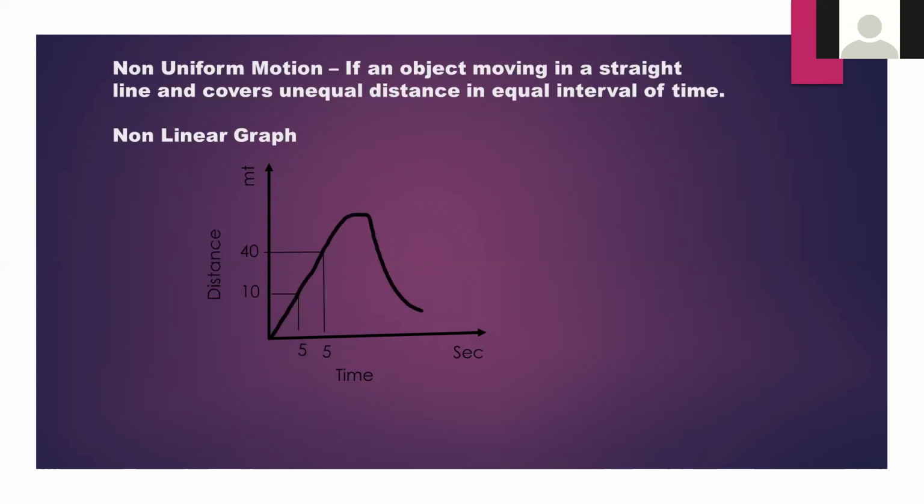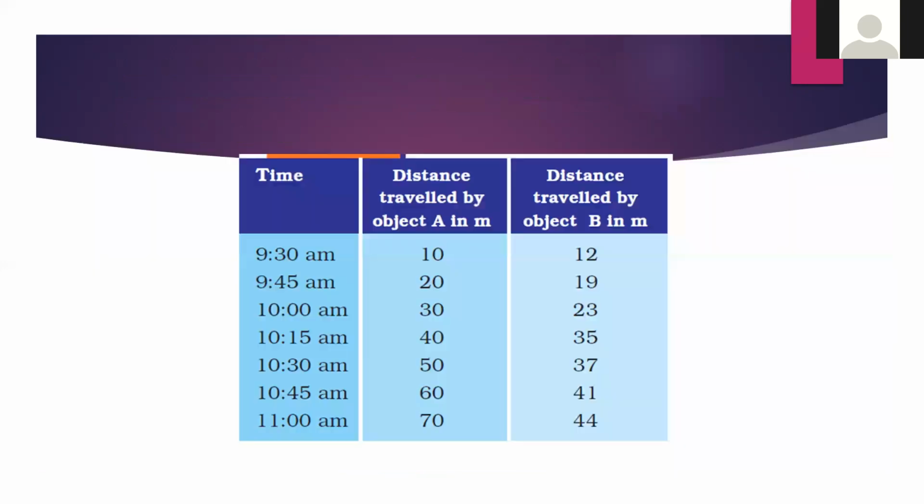Same we will see non-uniform motion. There is unequal distance in equal interval of time. In the first 5 seconds the distance covered is 10 meters. In the next 5 seconds the distance covered is 30 meters, yes, 40 minus 10, that is 30 meters. So unequal distance in equal interval of time, this is called non-uniform motion.